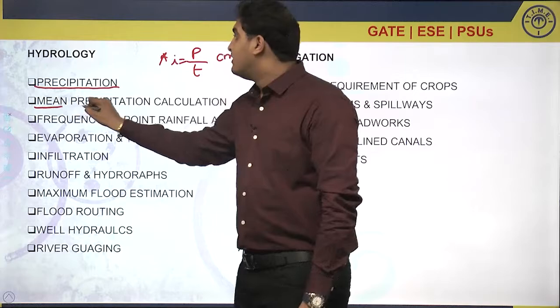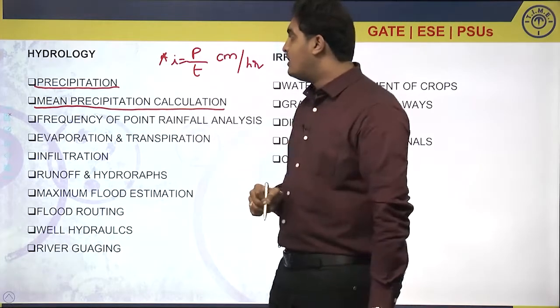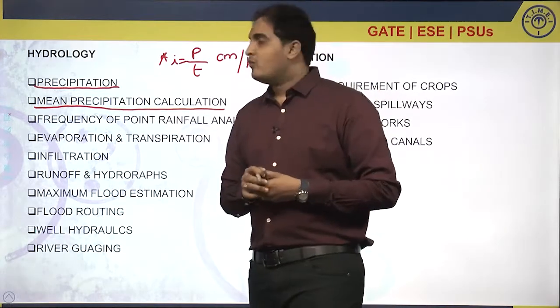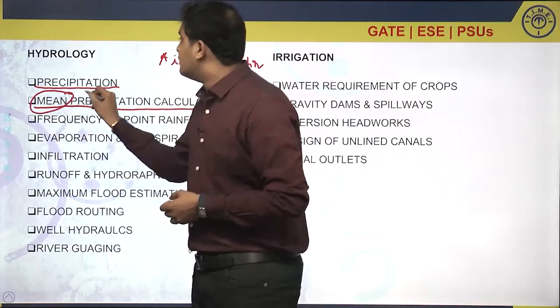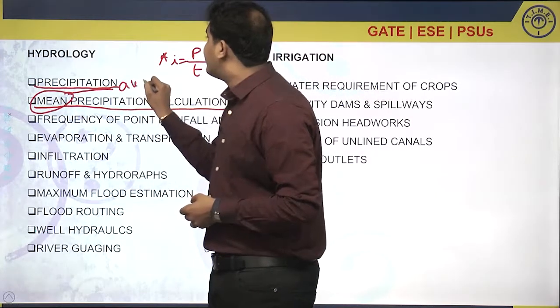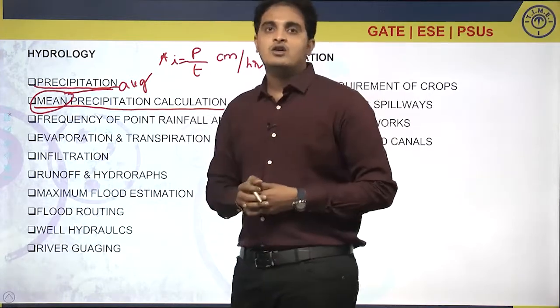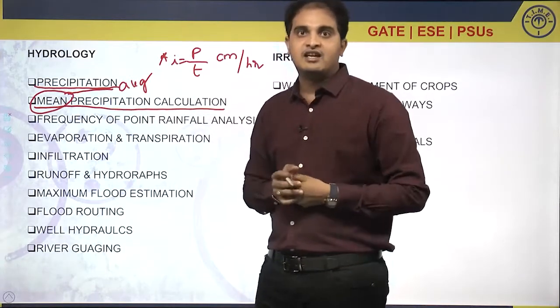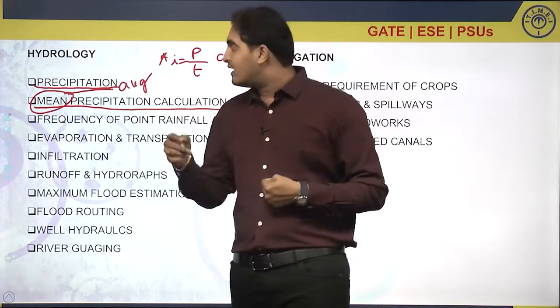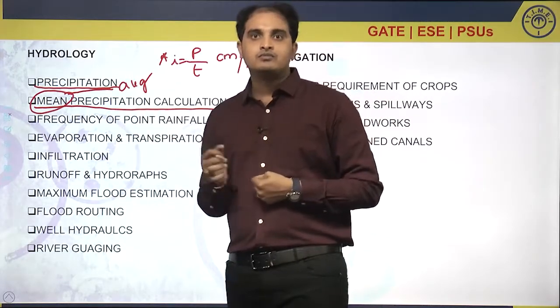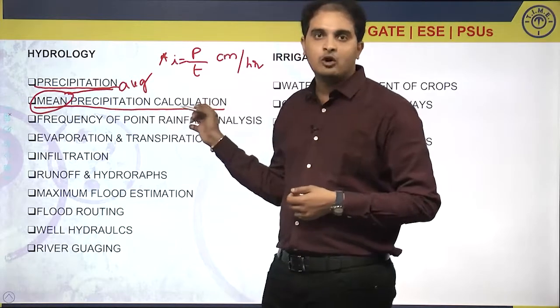Next you have the second topic, so-called mean precipitation calculation. What do you mean by mean? Mean means average. So whenever you have more number of precipitation values, that means when you have some 4 rain gauges, 4 rain gauges are going to give you 4 different rainfall values. How do you get the average rainfall value? We have 3 methods in this topic.